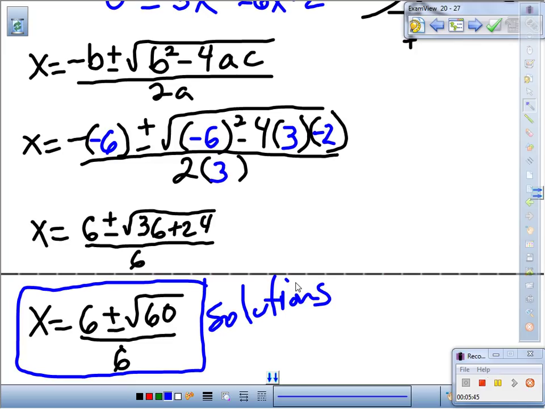However, what would it look like if I asked you to find the decimal equivalent? You would do what? X1 equals 6 plus square root of 60 over 6, and x2 equals 6 minus square root of 60 over 6. What is square root of 60? I think it's about 7.7. So then you would do that, simplify, divide, and so on and so forth. All right?